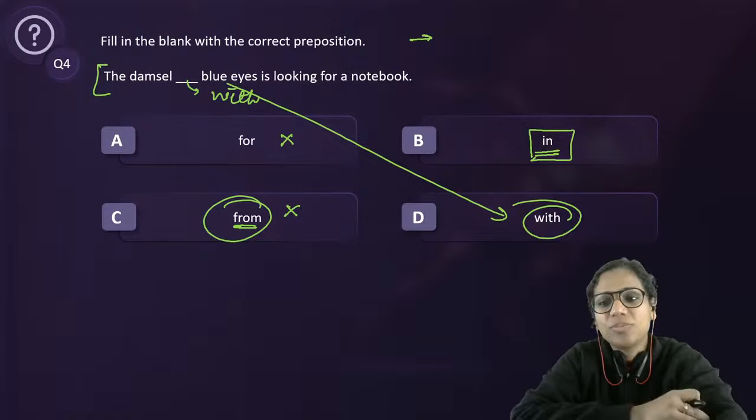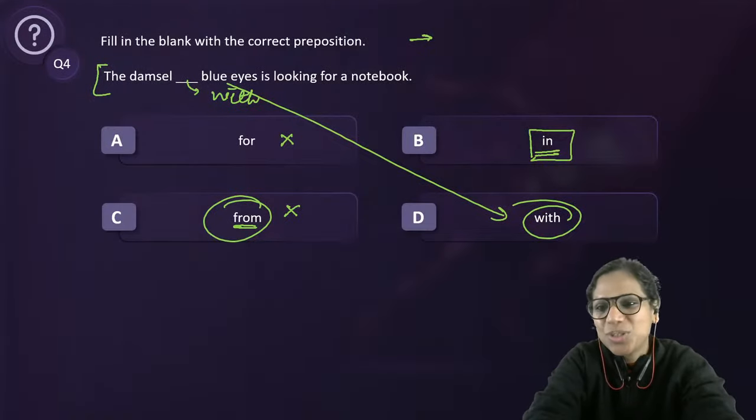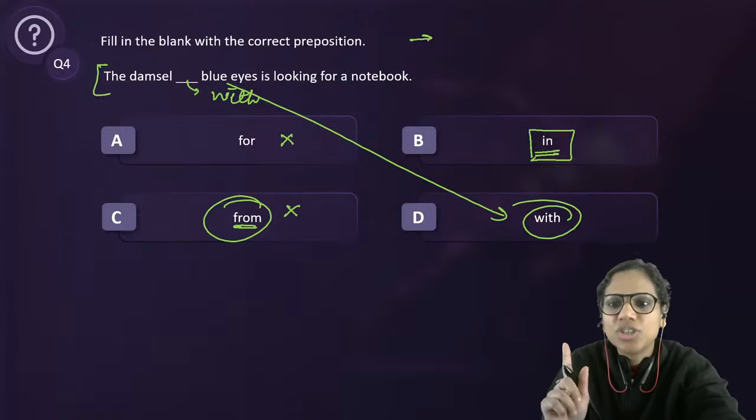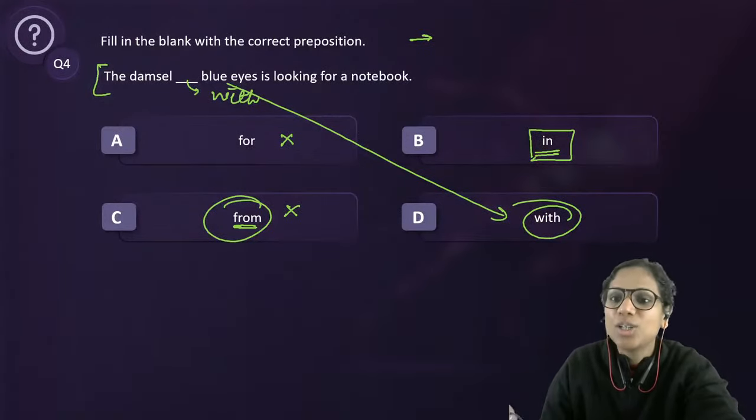So, Guru, for better voice clarity, I'm using these earphones, right? No, not instrument, Abhishek. Possessing something. Another usage of with.